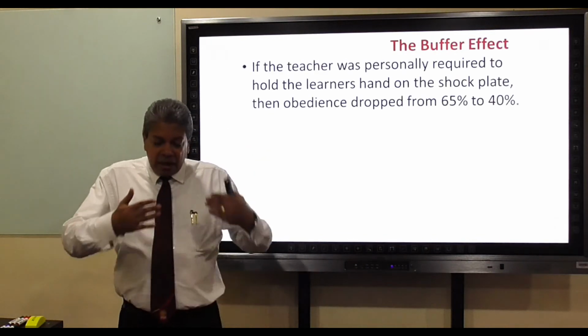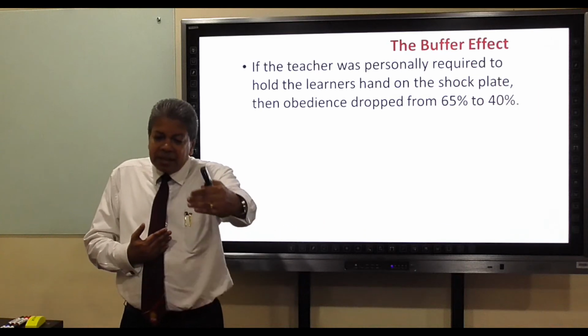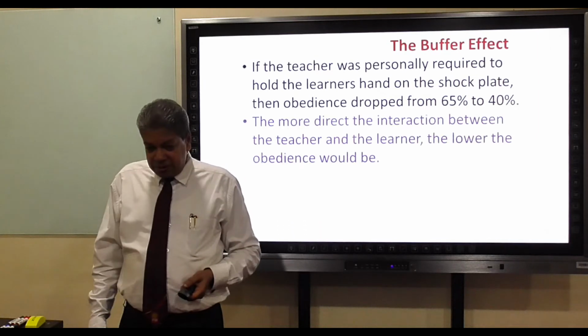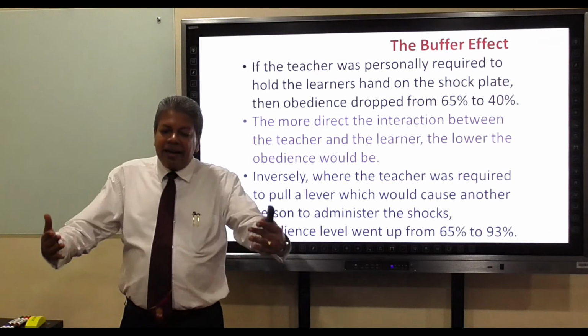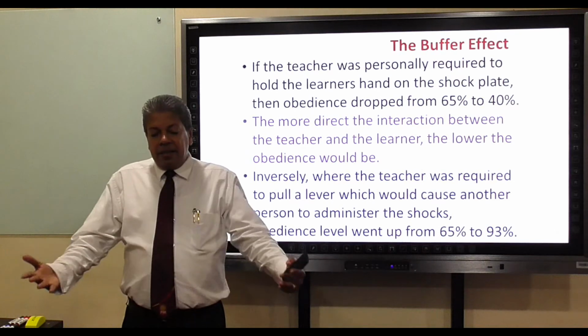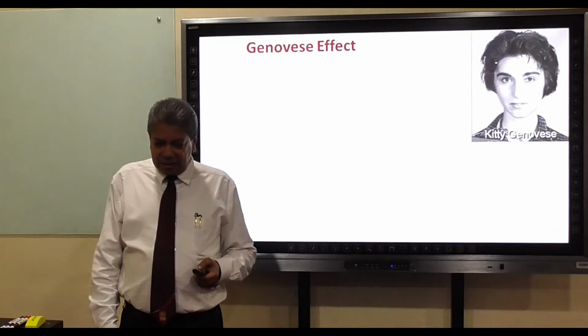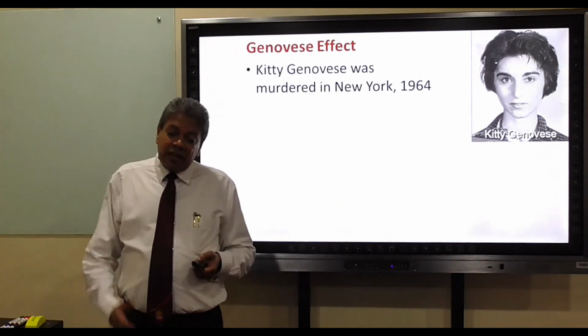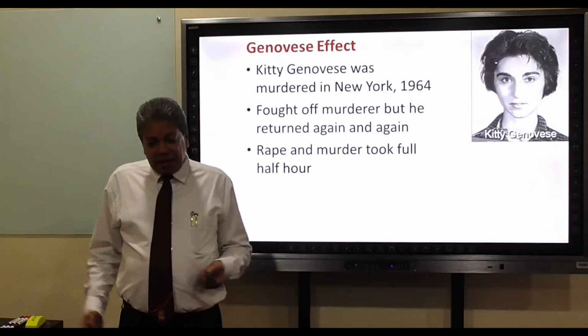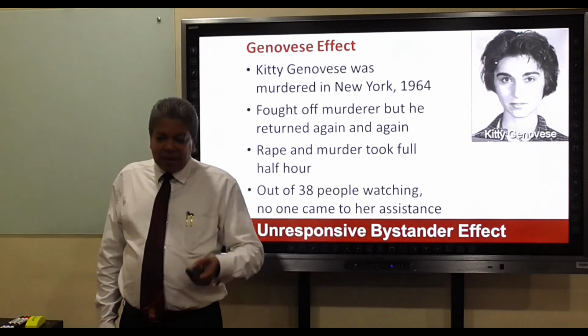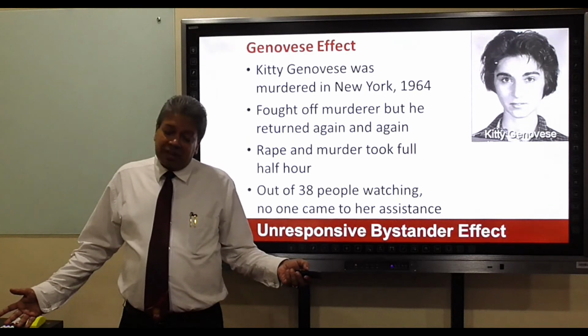The buffer effect is when there is a buffer between you and the other party, your obedience drops. So the more direct interaction between the teacher and the learner, the more obedient the learner became. So read that, it's very interesting. Final one is the Genovese effect. Kitty Genovese was murdered and then no one came to the rescue, the unresponsive bystander effect.